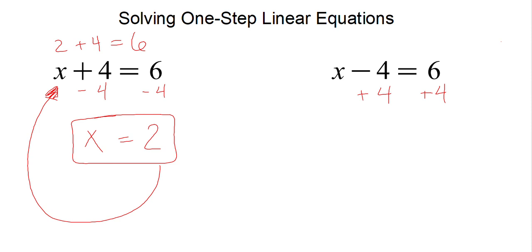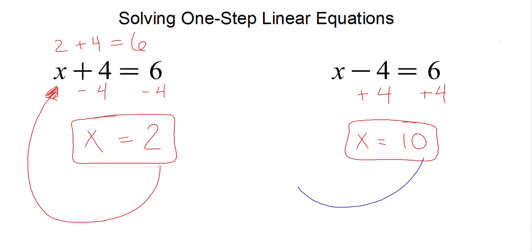So x minus 4 plus 4 should just become x. And 6 plus 4 is 10, so our final answer should just be 10. And if we plug 10 back in, we can check: 10 minus 4 is equal to 6. We have verified that our solution is correct.